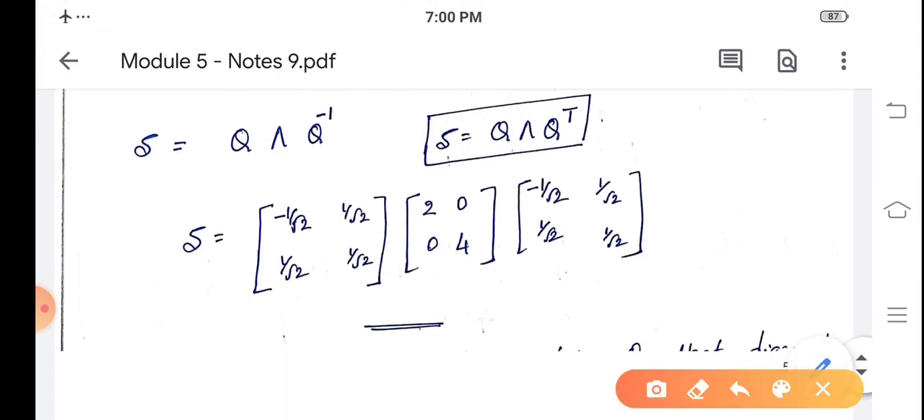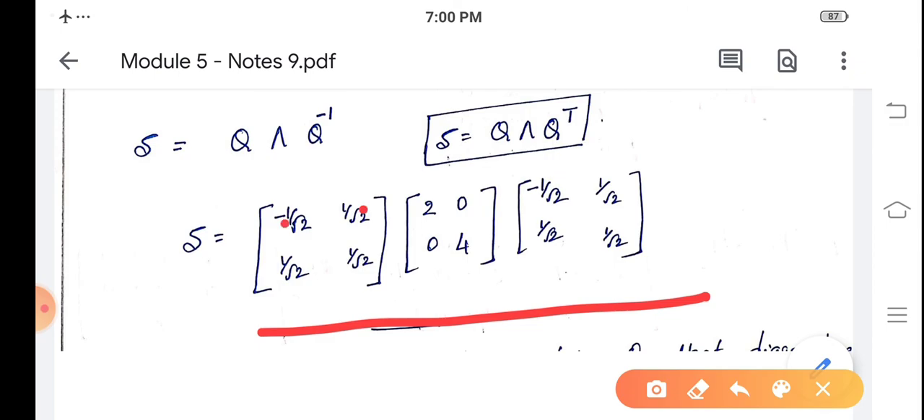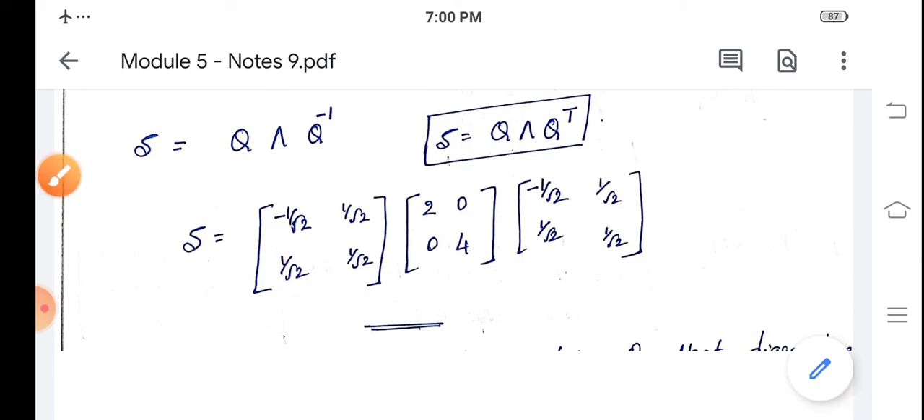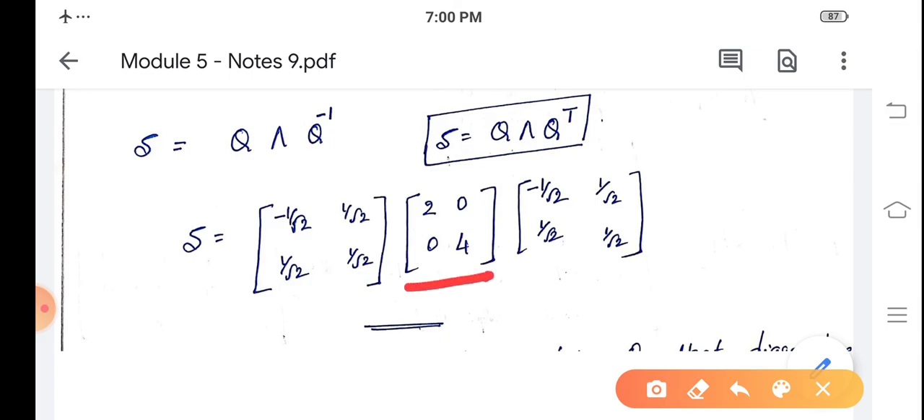That is, we write S equal to capital Q, the orthogonal matrix, minus 1 by root 2, minus 1 by root 2, 1 by root 2, 1 by root 2, into capital lambda. Lambda is the eigenvalue matrix, first row 2 0, second row 0 4, and Q transpose. Q transpose is the transpose of Q, that is minus 1 by root 2, 1 by root 2 as the first row, and second row 1 by root 2, 1 by root 2.